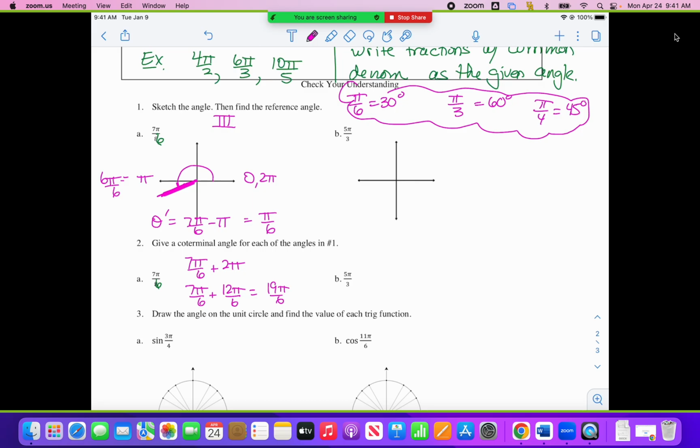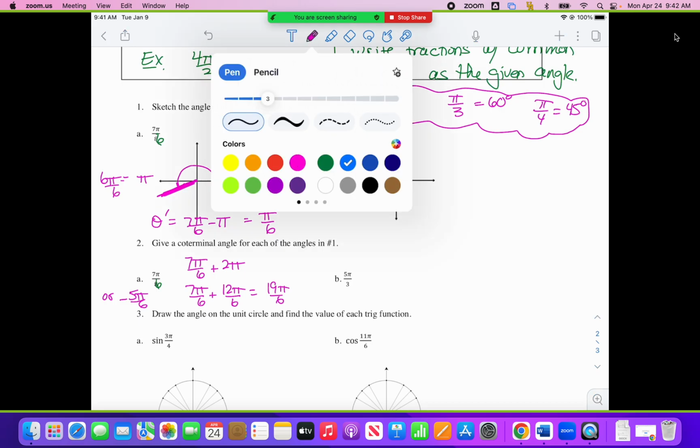If you subtracted 2 pi, what did you get? Or can you do it quickly in your head? If I take 7 pi over 6 minus 12 pi over 6, what is that? What's 7 minus 12? Negative 5. So that's negative 5 pi over 6. It didn't specify how or what direction to do.